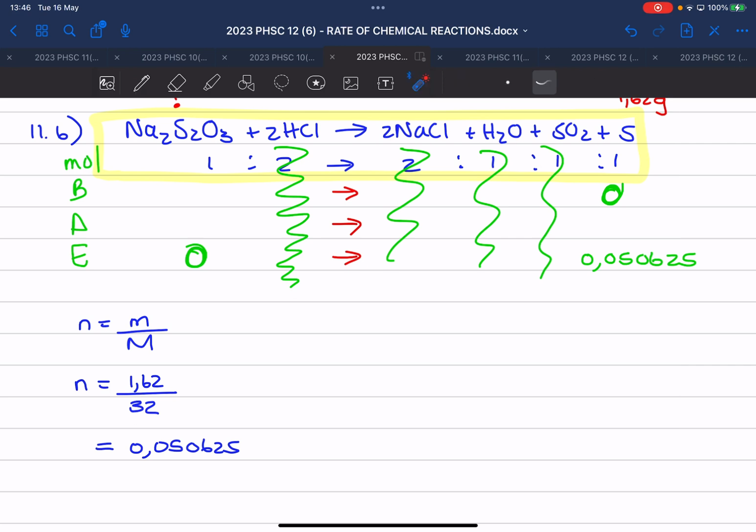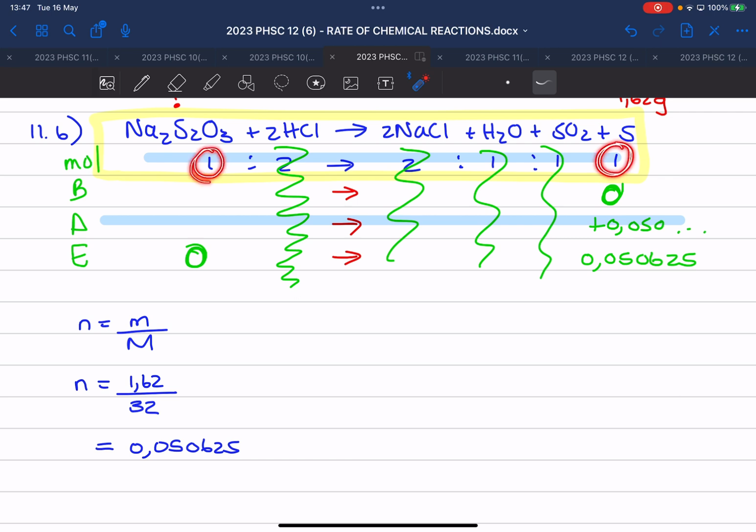Okay, we started with 0. We have that at the end. So obviously we've added that. Then I use my mole ratio to see how this changes. If my mole ratio is 1:1 and I gain so much, how much did I use here? The same amount. Minus 0.0506, and since I have 0 at the end, this is how much I had at the beginning.